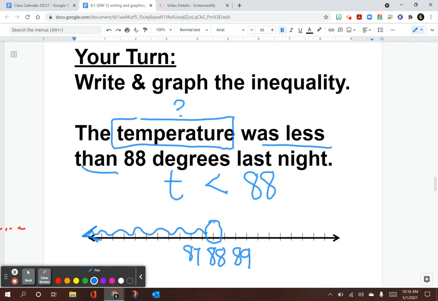So your inequality should have been written with a variable. I used T because the temperature was the thing that's unknown to me. Less than means it is not 88, but anything smaller than 88 would work. And on the graph, we would start at the 88 temperature, leave the circle open because it was not 88, and go left where the colder, colder, colder it gets. How'd you do on that one? Were you able to write your inequality and graph the solution set possibly?